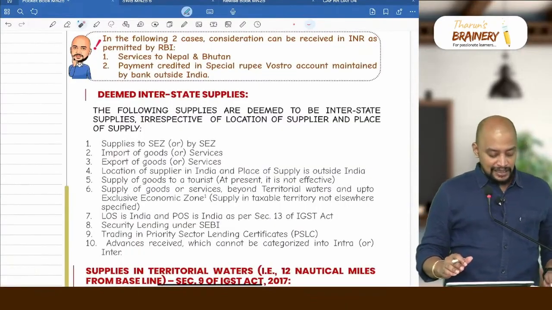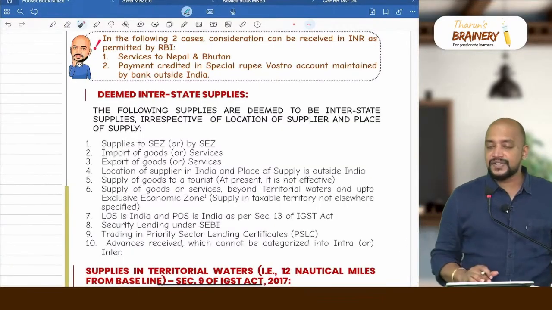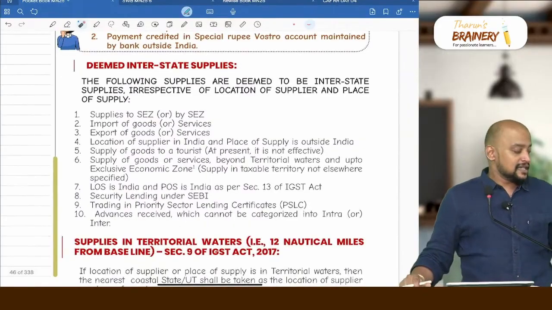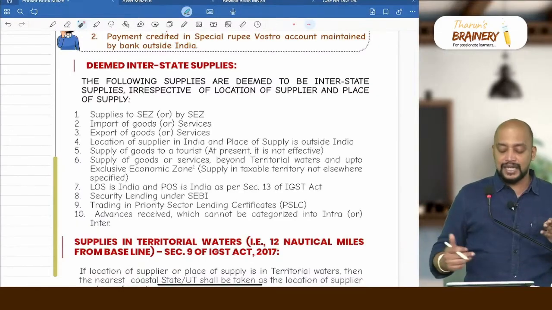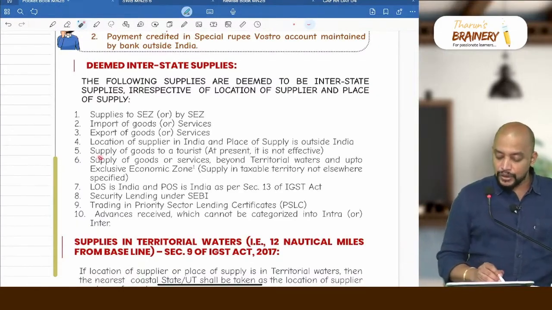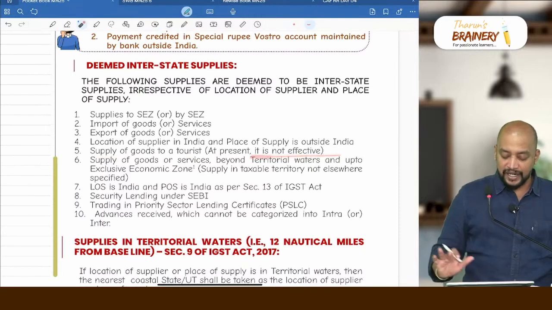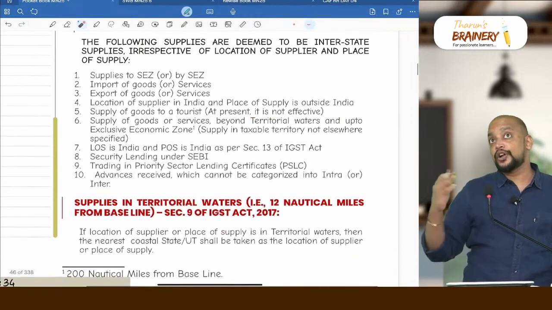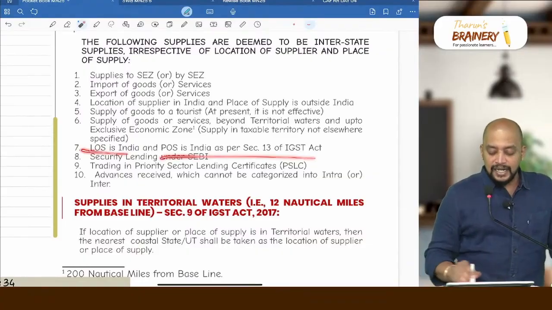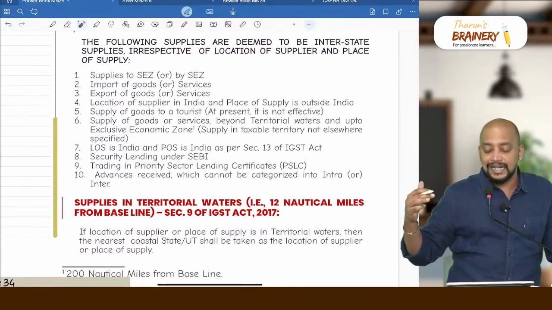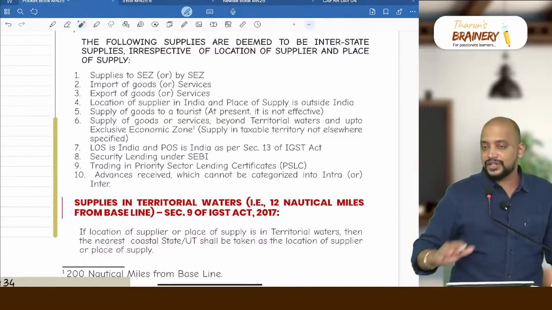Then deemed interstate supplies. There are some transactions which are regarded as deemed interstate supplies: supply to SEZ or supply by SEZ. Then import of goods, import of services, export of goods, export of services. Then supplier in India and place of supply outside India. Then we have supply to a tourist, but at present it is not effective. Then the sixth one, supply of goods beyond territorial waters and up to 200 nautical miles from the baseline. Then supplier in India, place of supply outside India, but it is determined under section 13. So these are the transactions we saw.